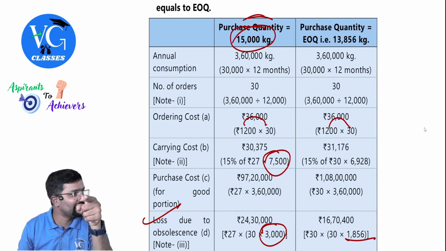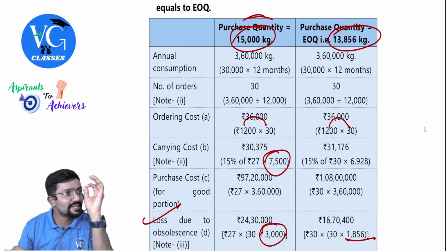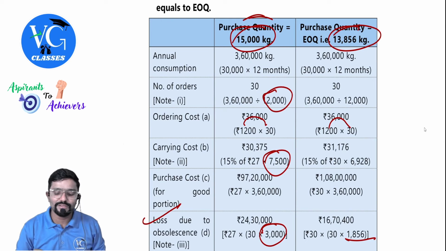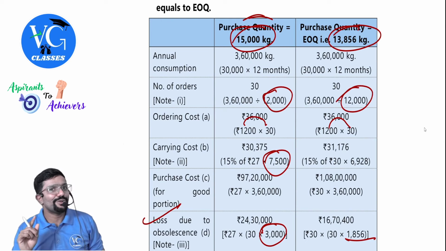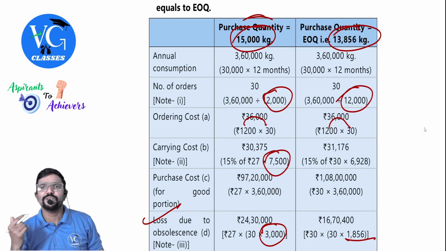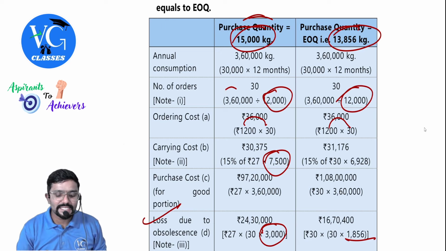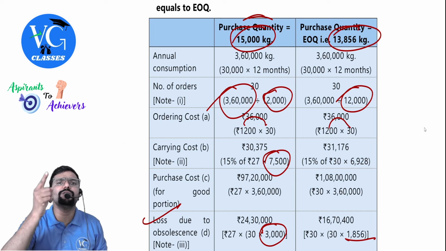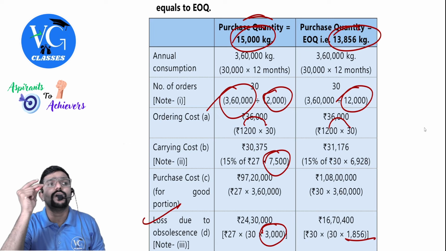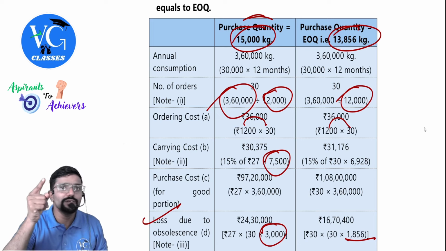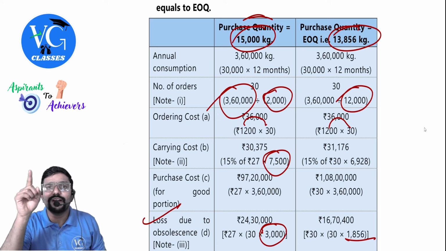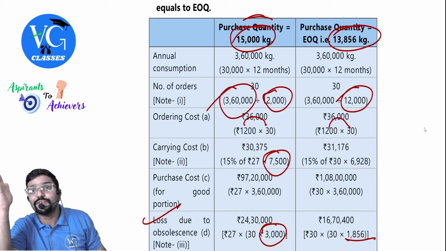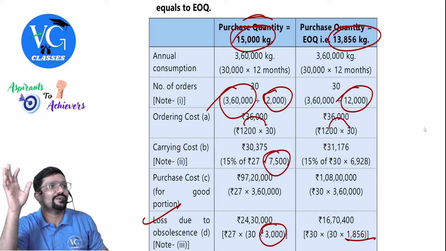15,000. Actual lot size is 15,000. Here also half of what? 13,856. Sir, then why did you take 12,000 here, sir? I told you anything over and above 12,000 will be a waste. Guys, 3,60,000 is totally what I have used for production. Now 12,000 is what I have used or what I have purchased? What I have purchased might be different, but what I have used is 12,000.